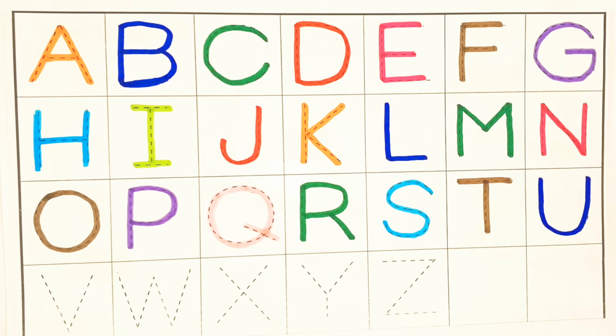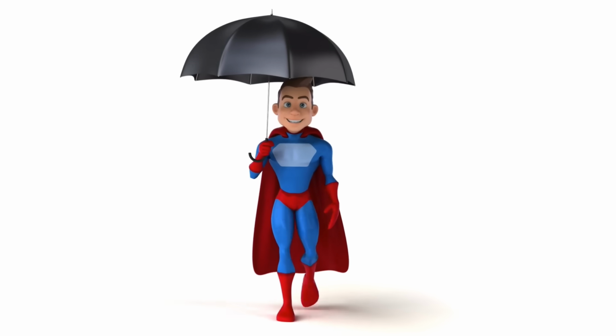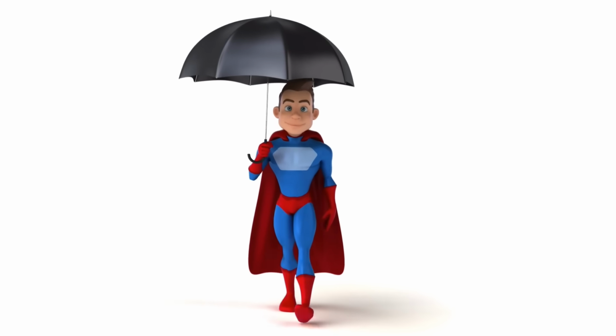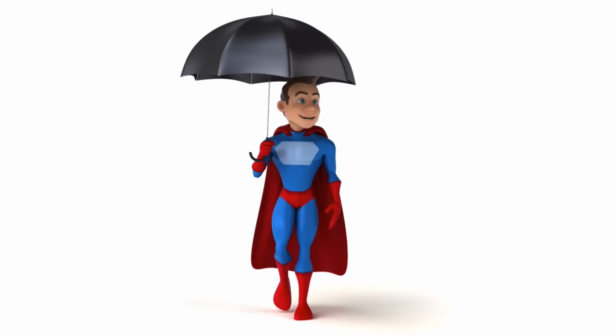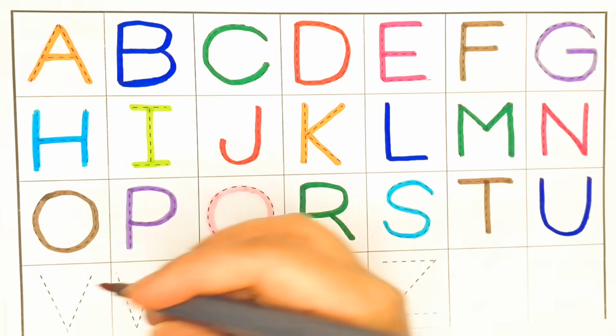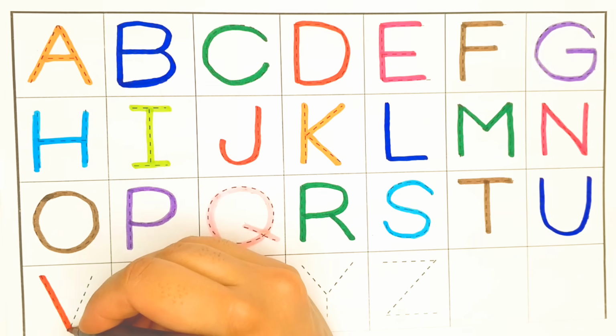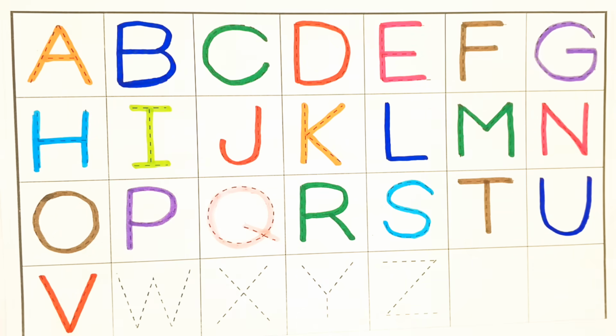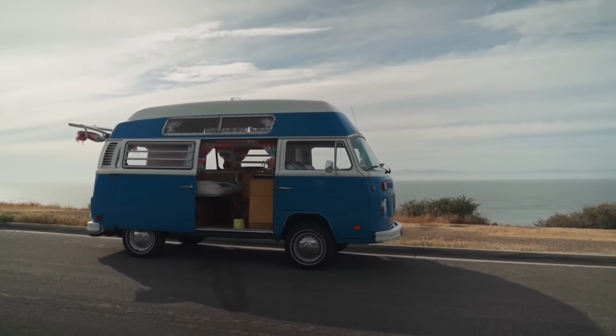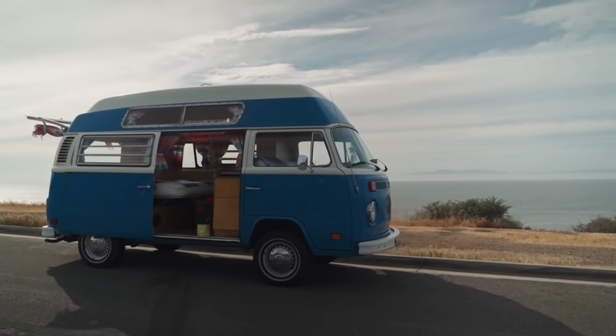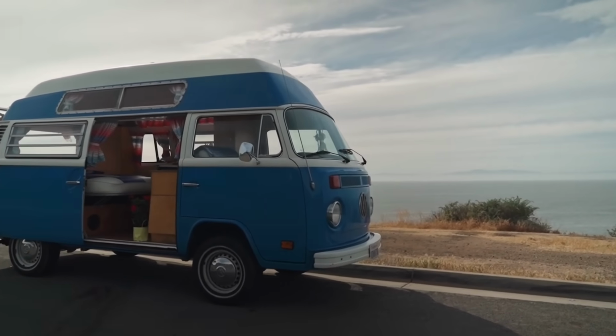Capital U. U for umbrella. I use an umbrella in the rain. Capital V. V for van. The van is big.